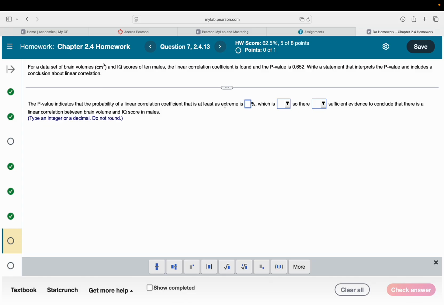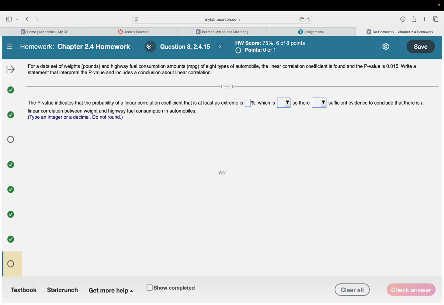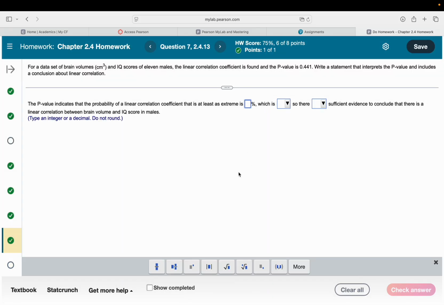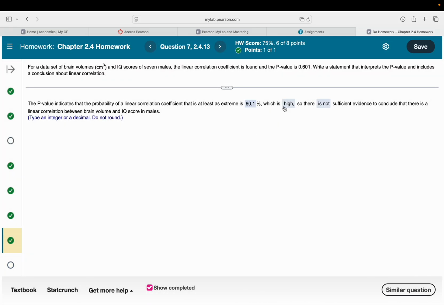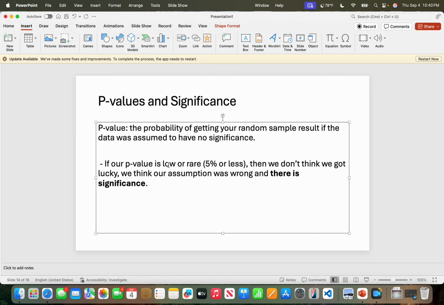So we got at least as extreme as 65.2%, which is high. That happens more than the majority of the time. In other words, high, your baseline should be 5%. It's way more than 5%. So it's not sufficient to say there's a correlation. All right. So catch that wording. Different numbers, but same idea. That is a high probability, so there's not significance. And we had over here that if it's a low probability, there is significance. So just notice how that negates.